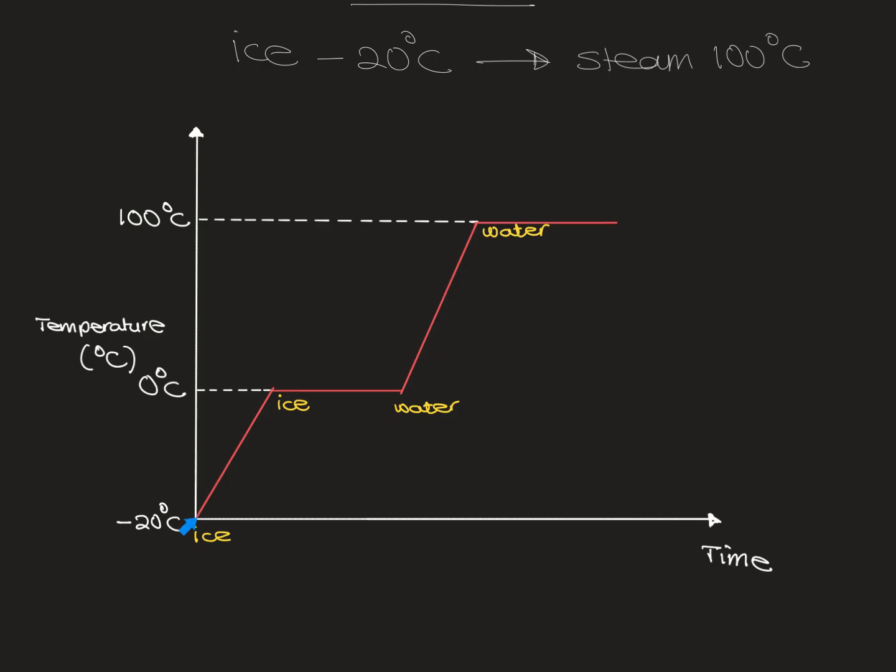Initially, we have ice here at minus 20 degrees Celsius. It has to reach ice at 0 degrees Celsius. So the whole of this is ice, from here to here. Now we have ice at 0 degrees Celsius here, that is to be converted to water at 0 degrees Celsius here. So for this region, we will have the combination of ice and water.